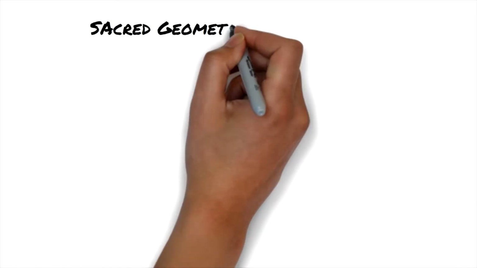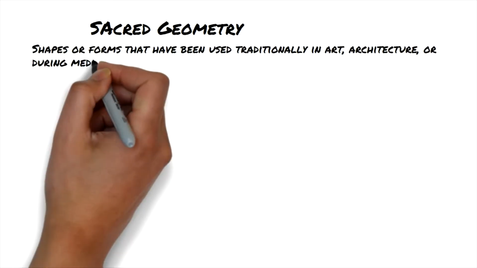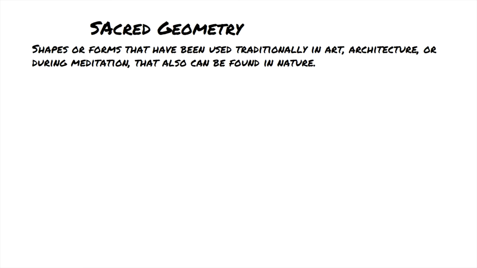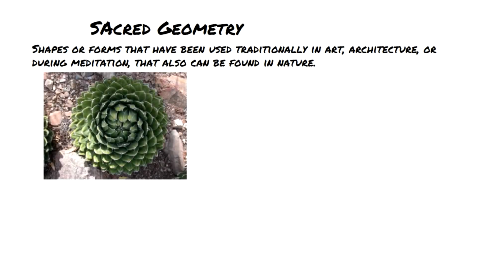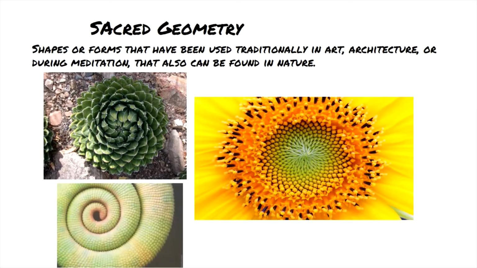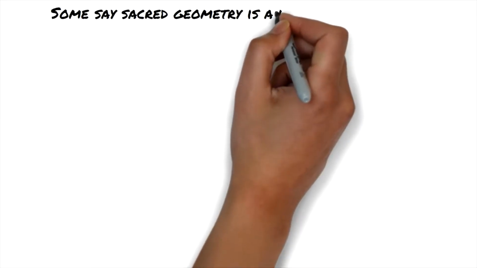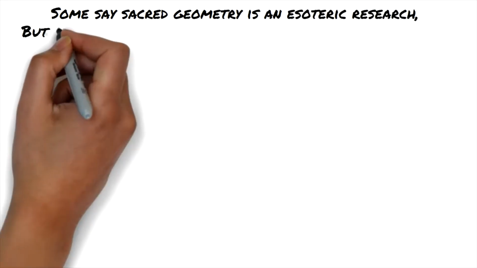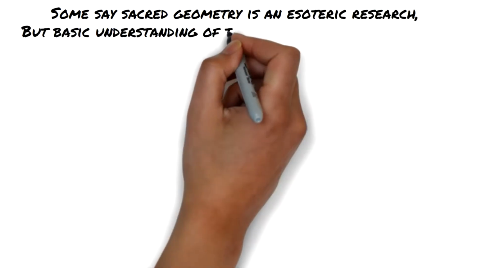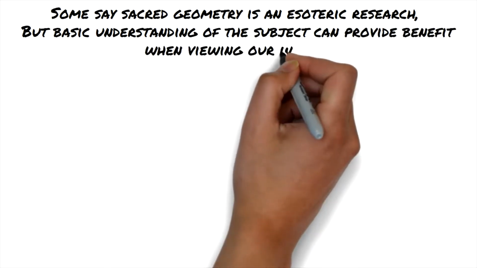When speaking about natural patterns, the term sacred geometry often comes up. Sacred geometry refers to various shapes and forms that have been used traditionally in art, architecture, and meditation for thousands of years. These same shapes and forms are also found in natural organisms. Sacred geometry can appear somewhat esoteric, but a basic understanding can provide a helpful way of viewing our world that you can use in your own life.